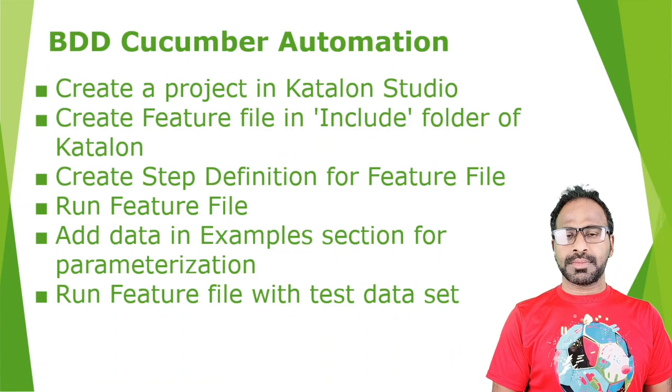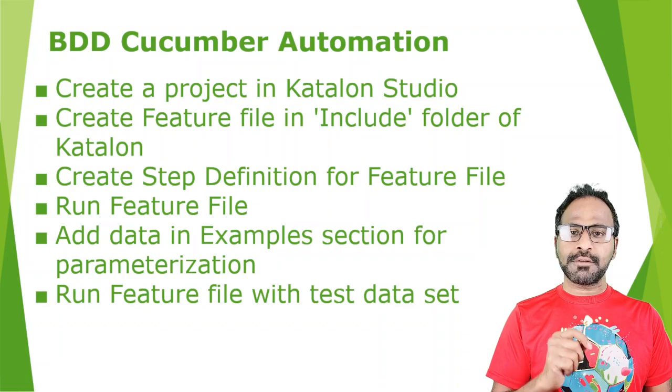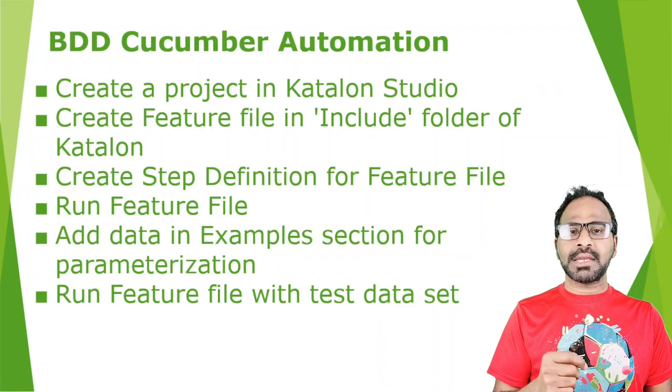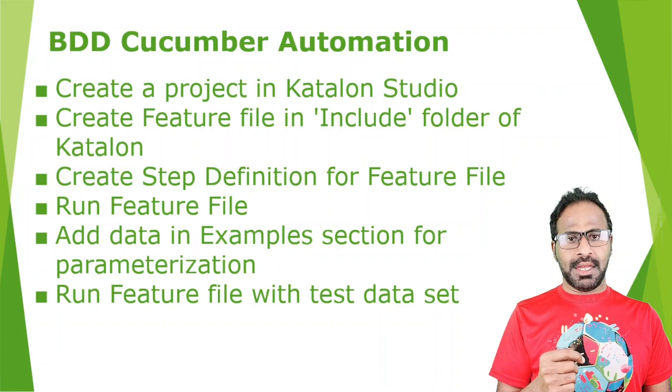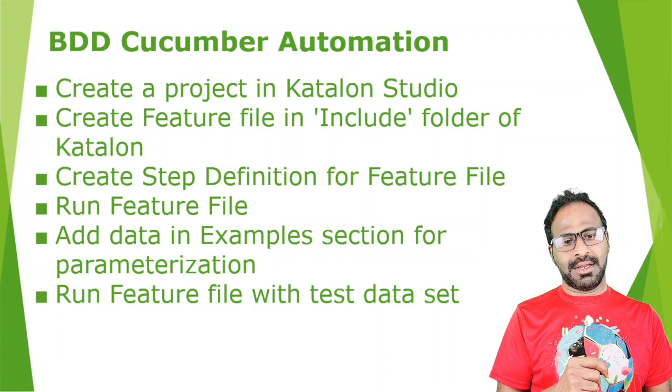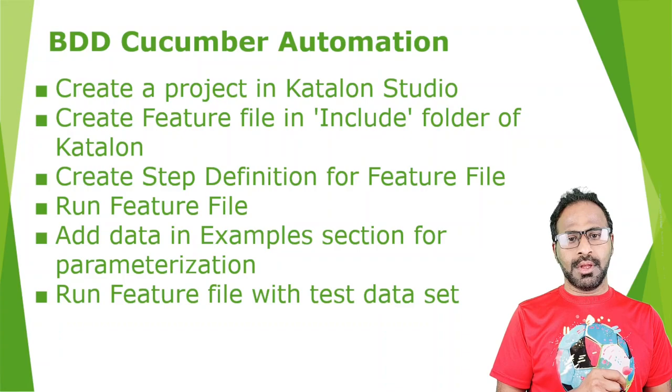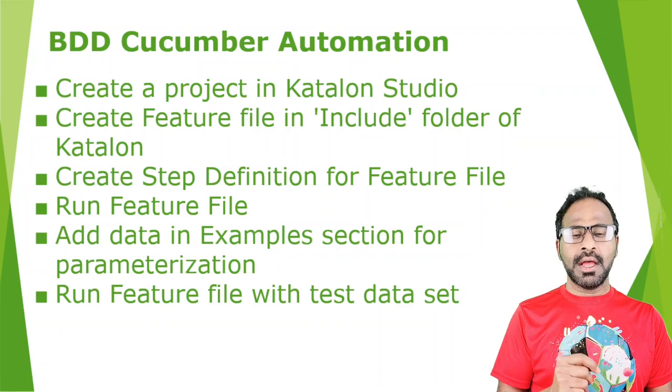So what is our agenda item? As part of the part one session, I'm going to show you how you can create a project in Katalon Studio, and then, to achieve the BDD Cucumber framework, how we can create feature files by using Katalon Studio. Then how you can create step definitions for the feature file that you have created, and then how we can run feature files. Also, I'm going to give a simple example: how can we parameterize your feature file with different test data sets? Then I'm going to show you how we can run the parameterized feature file by using Katalon Studio. Now let's jump into the system and learn how you can create a BDD Cucumber framework by using Katalon Studio.